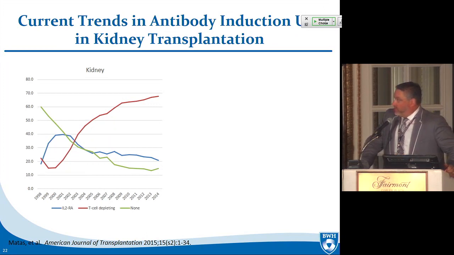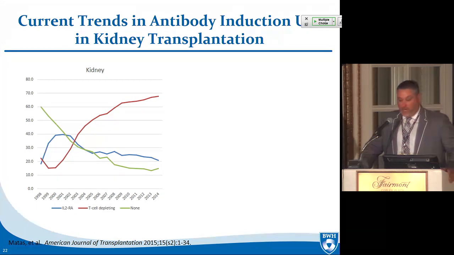There are still more centers that give an IL-2 receptor antagonist than give nothing, but about 15% of U.S. transplant centers report giving no induction therapy, specifically focusing on the lowest risk populations.